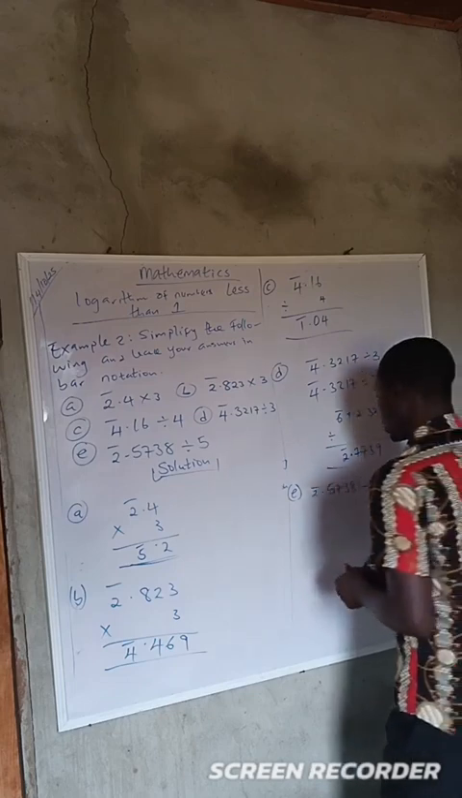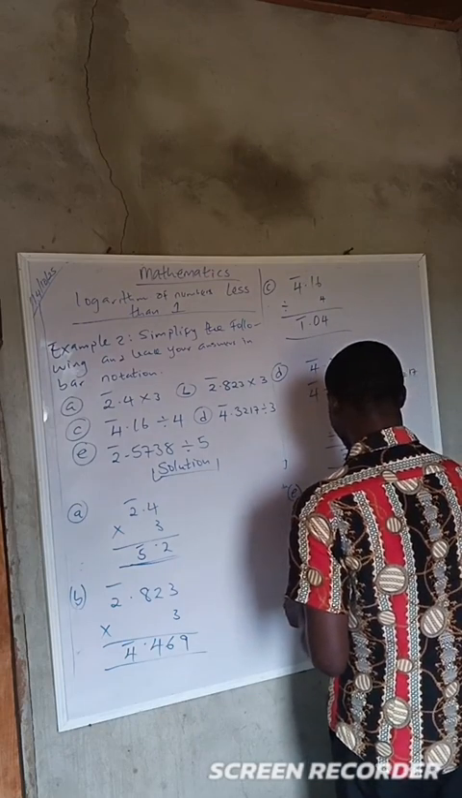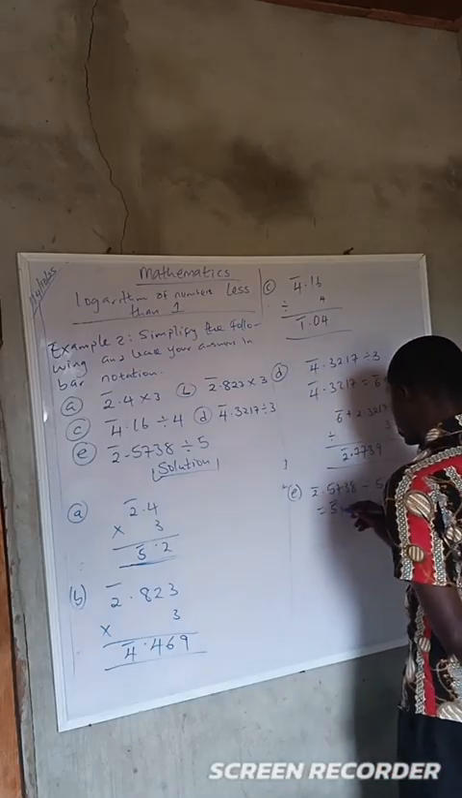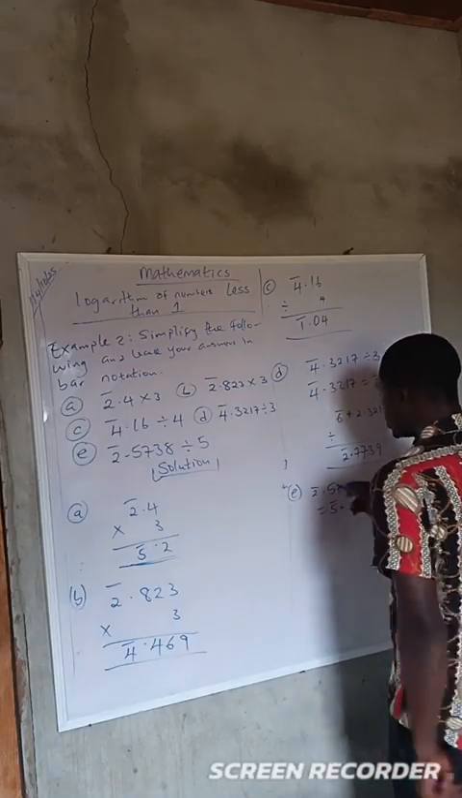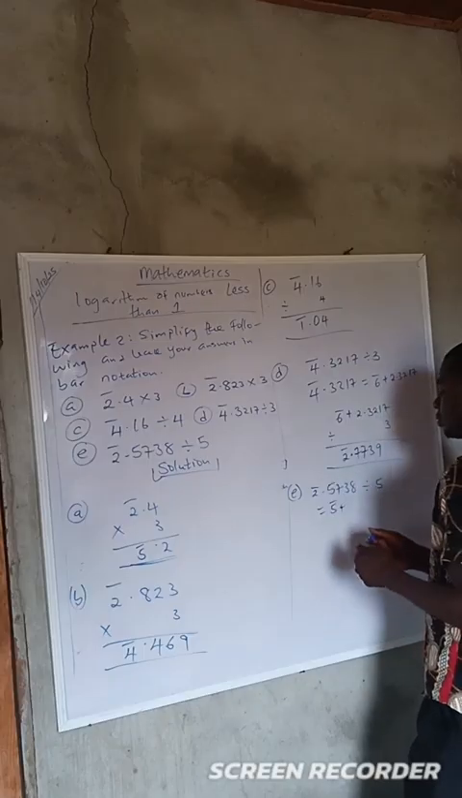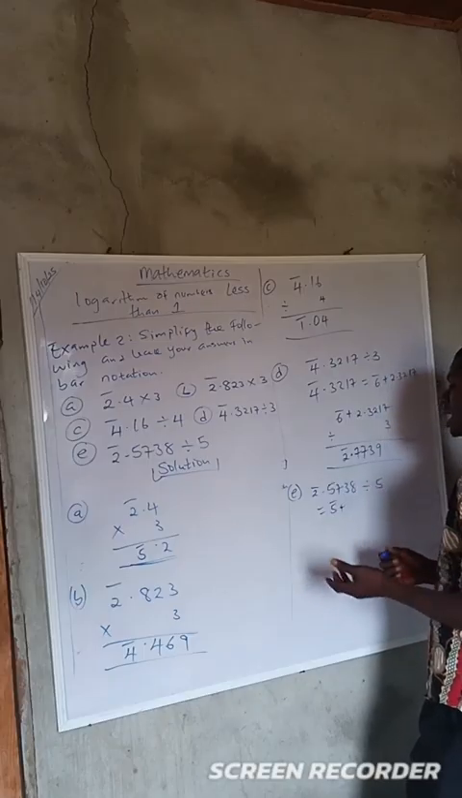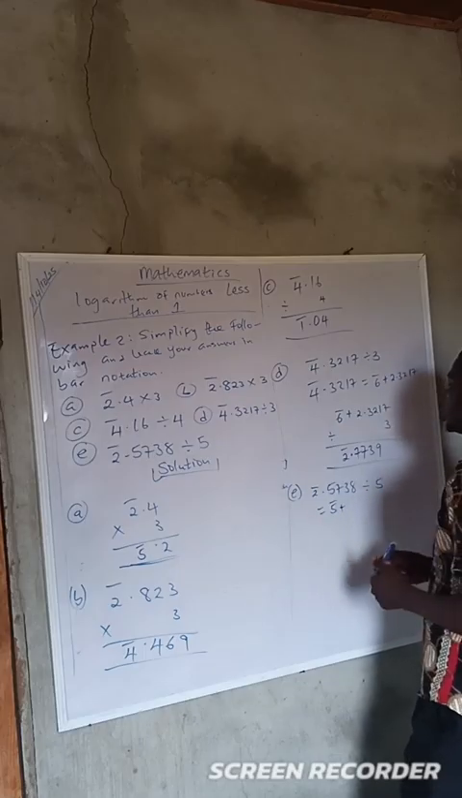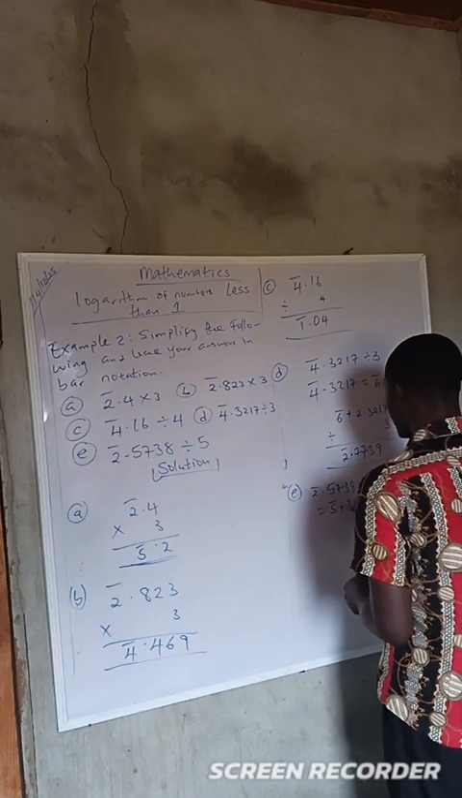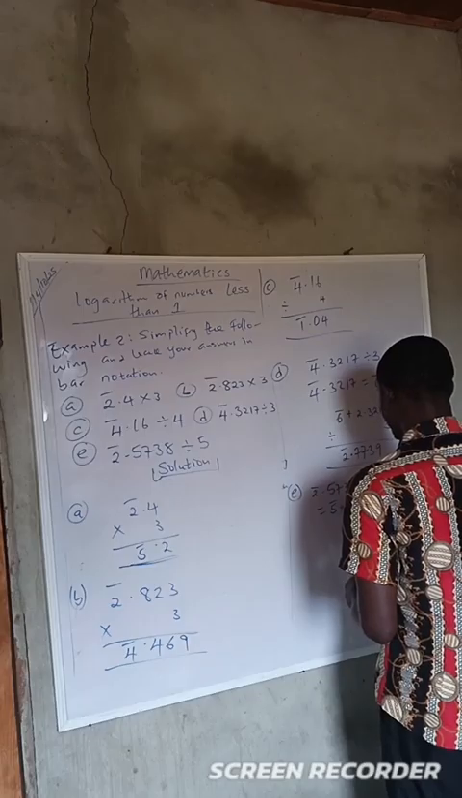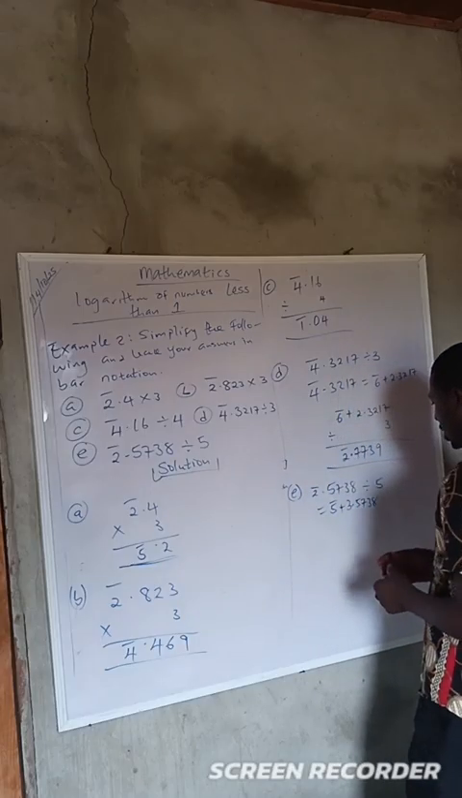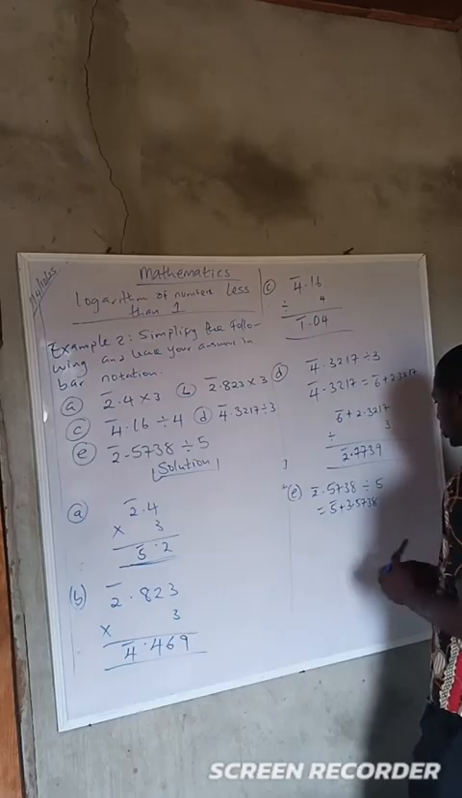So we change this thing to what? This can be the same thing as bar 5 plus, what can you add to this bar 5 to make it bar 2? When we say bar 5, it's something like minus 5. What can you add to minus 5 to make it minus 2? It is 3. So you have 3.5738. So with what you have here, we can divide by 5 now.